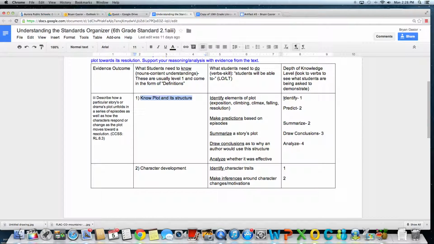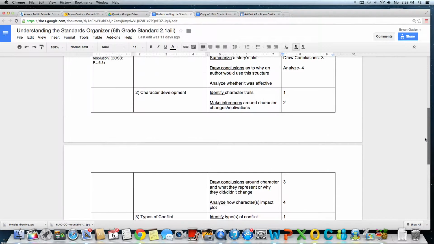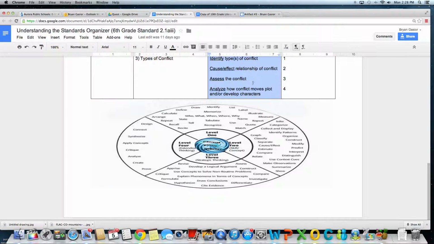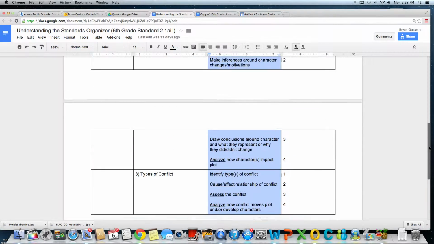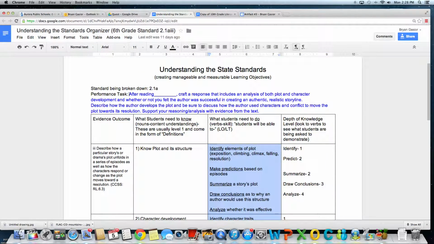And then what we look at is we've highlighted our verbs or we've underlined them, and we move from level 1, identify, to level 4 of analyze. And we tend to do that in all three of these. So once we have these down and we've broken it down into what students are being asked to do, which are this middle area here, then we created a performance task from which we're going to backwards plan. So our performance task looks something like this.